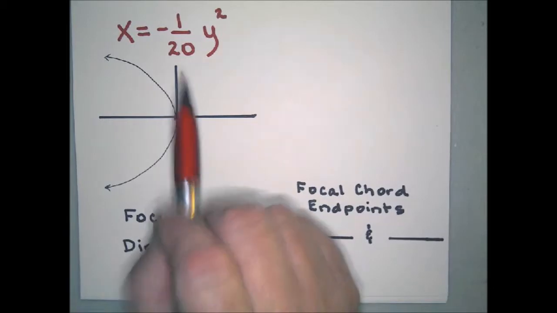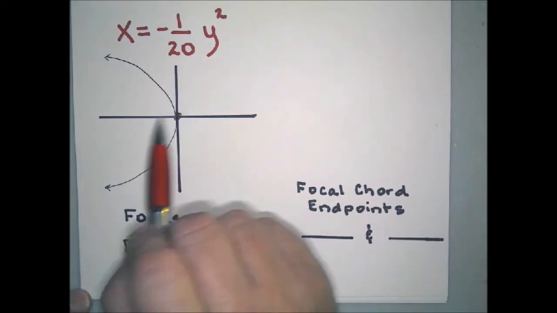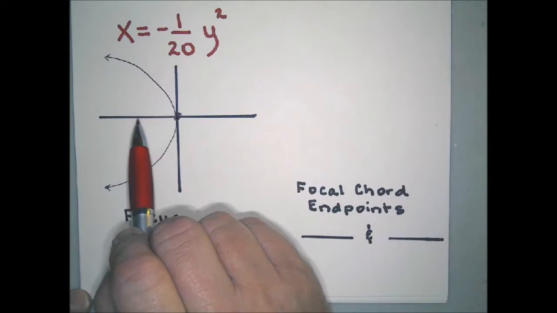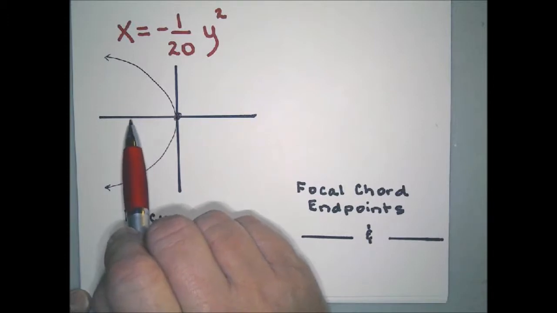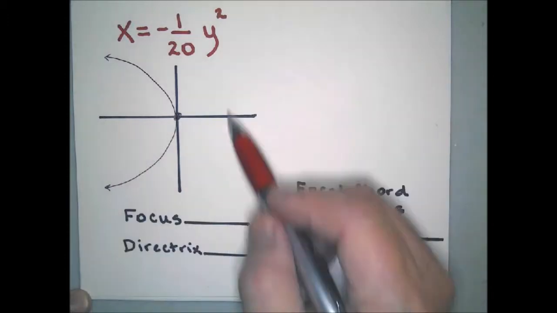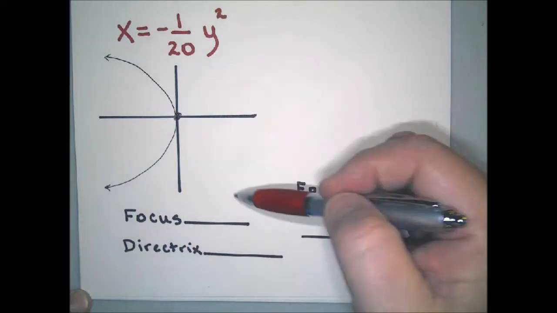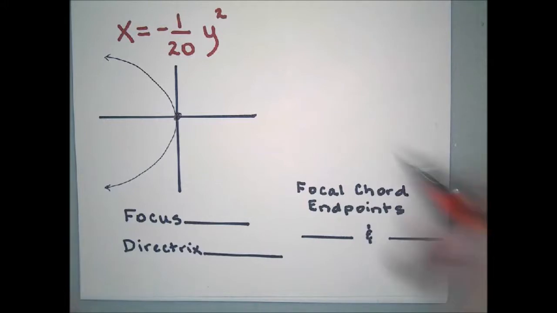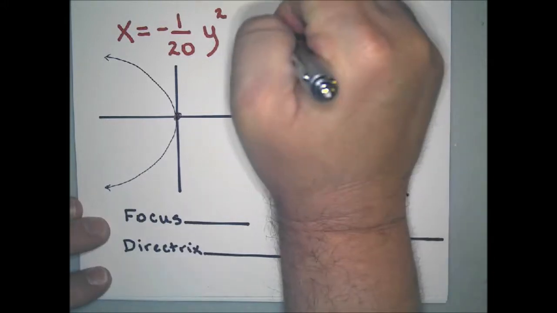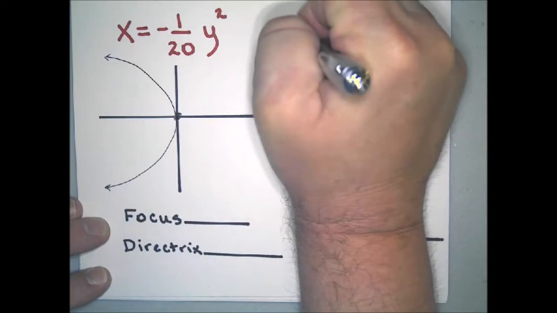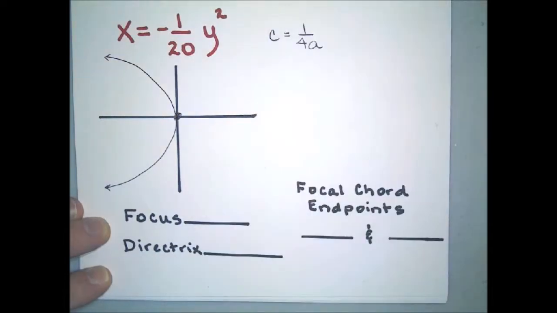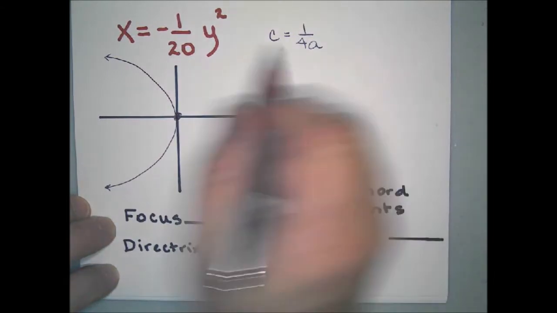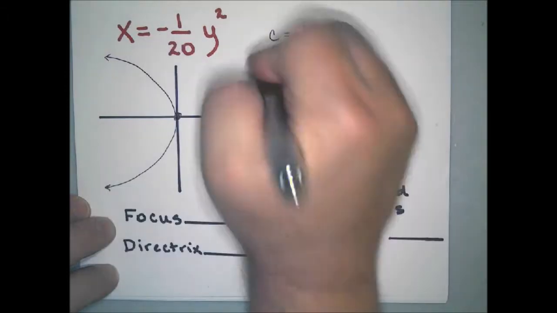Now, we know the same two things happen. The focal point or the focus is always on the inside of the parabola, and the directrix is in back of the parabola. So the directrix is going to be right here. But both of those things are determined by that formula, C equals 1 over 4A. So that very same formula that meant so much back in Objective 3, it still means a lot in Objective 4. And the A value is negative 1 over 20.